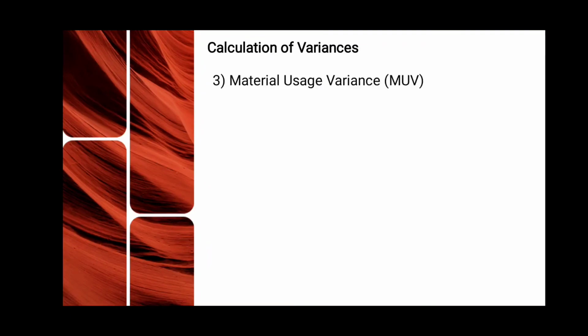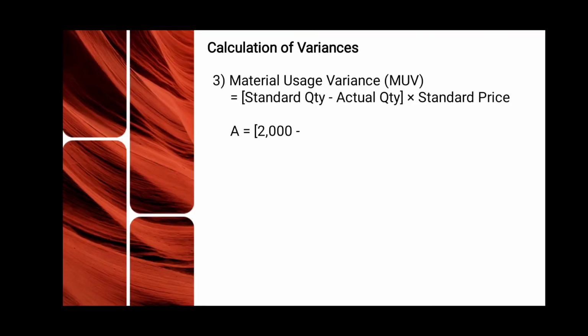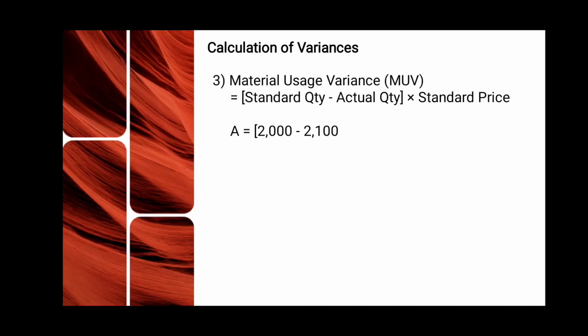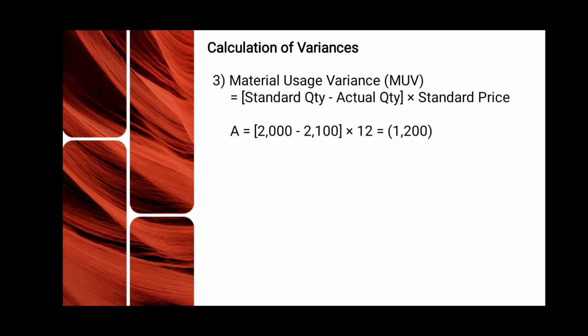Third, material usage variance, which will be equal to standard quantity minus actual quantity into standard price. So for material A, standard quantity will be 2,000 minus actual quantity will be 2,100 into standard price, that is 12, which will be equal to rupees 1,200, which is negative. So we'll mark it as A.